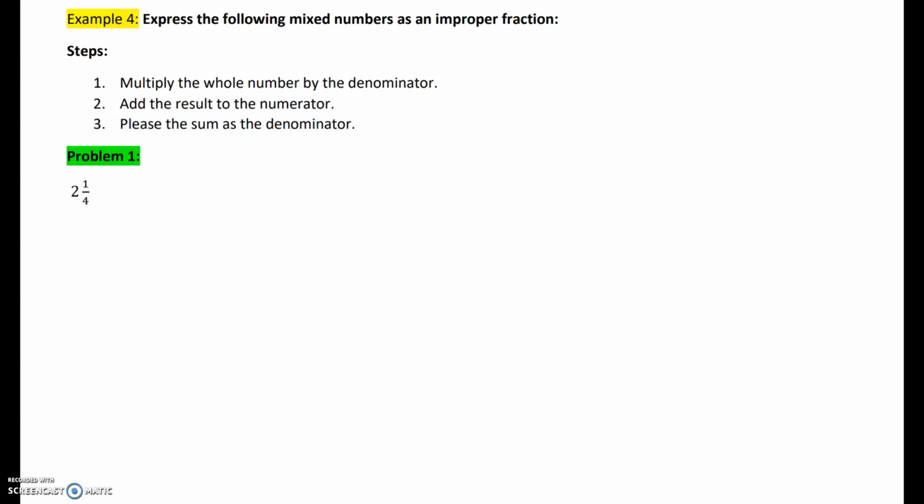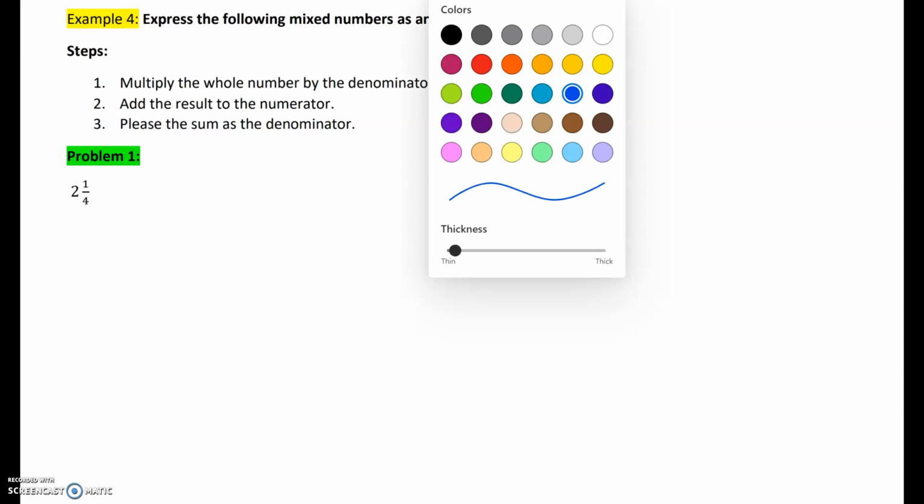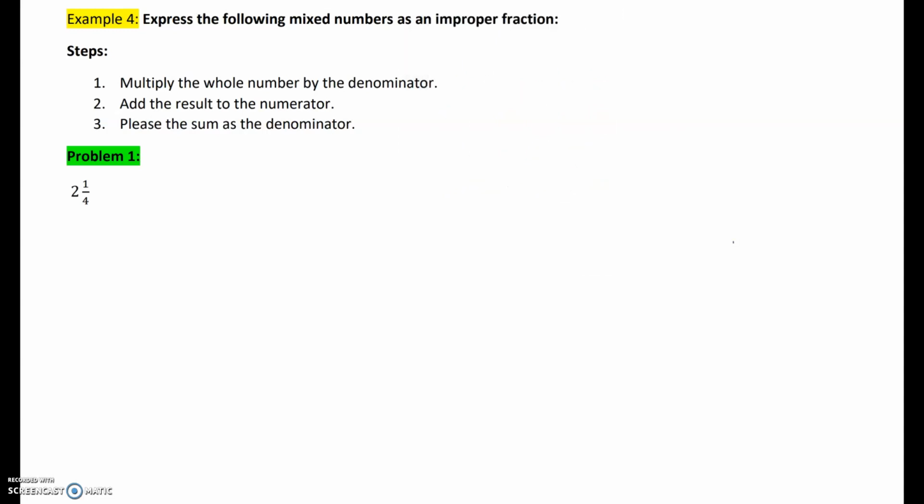Hi class, in these examples we're going to be writing a mixed number as an improper fraction. So here's the basic idea. You're going to multiply, so let me rewrite it as an equation. In this case, this is equal to, and you're going to multiply these two. So this is going to be 4 times 2 plus the numerator.